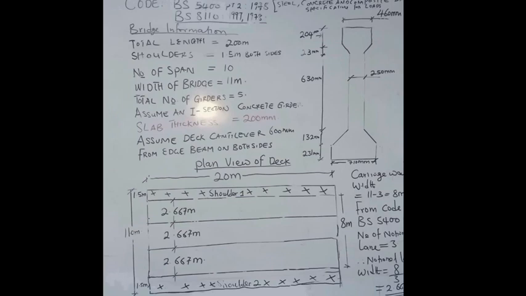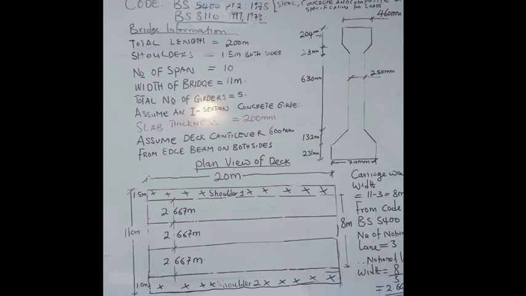And if we do that, dividing the carriageway width by the total number of notional lanes, we are going to have each notional lane to be 2.667 meters. Now, you can see from the board, we've divided the carriageway width into the respective notional lane widths. All right.